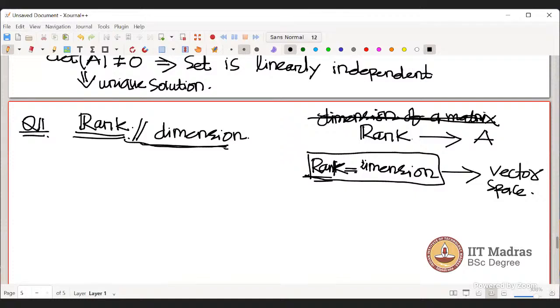Just before that, let me discuss something about this rank and dimension. Okay, I'll come to that question. Basically, whatever you are asking is related to question number 11. Okay. Yes, because I'll explain that question.